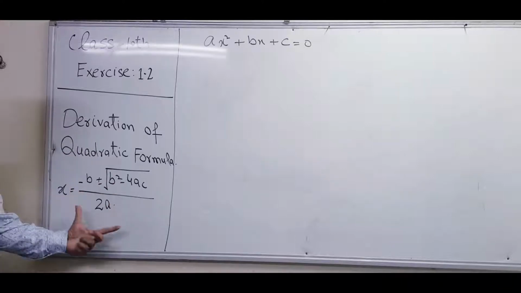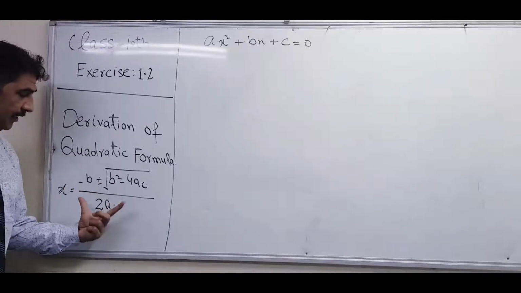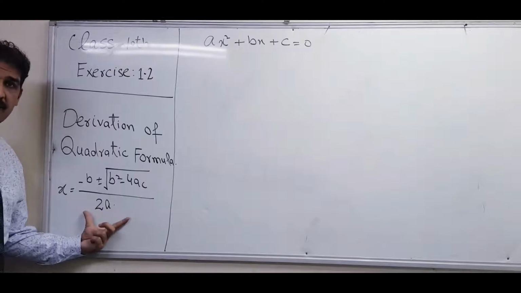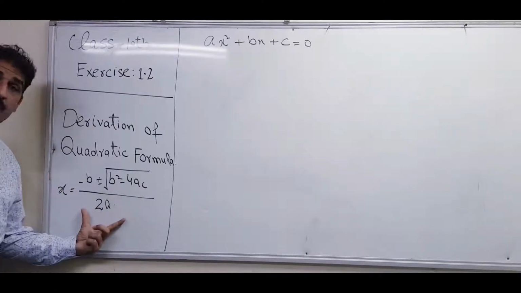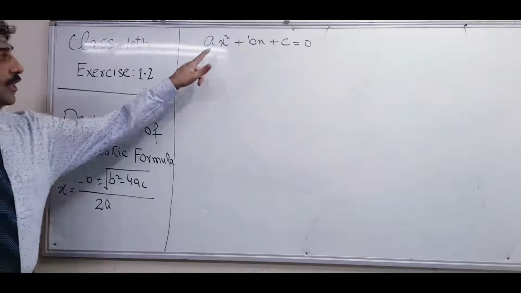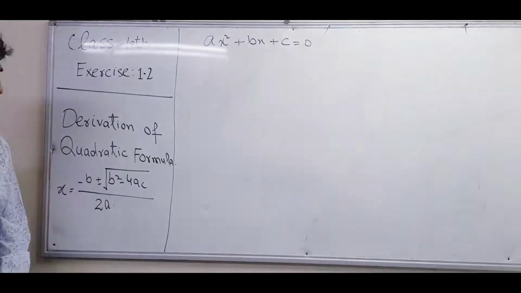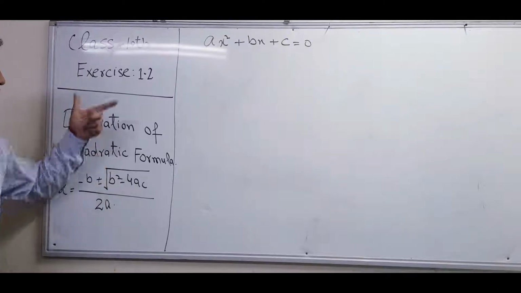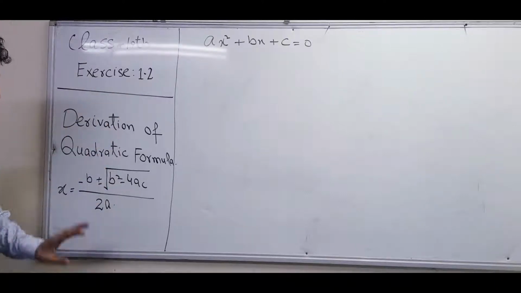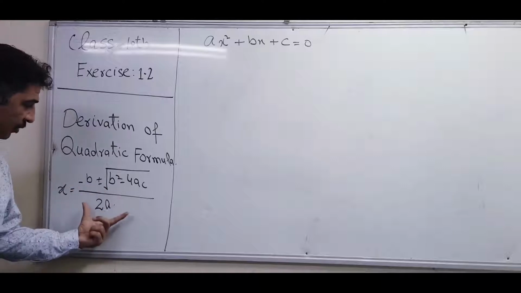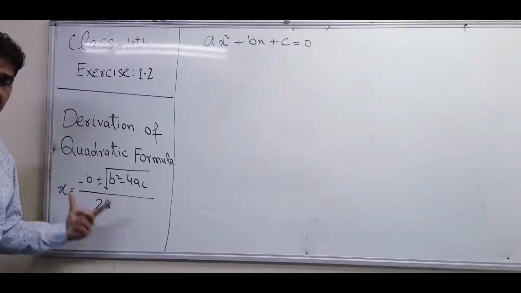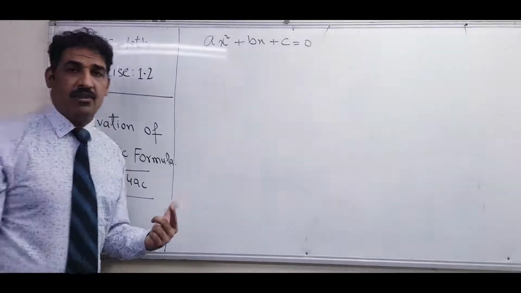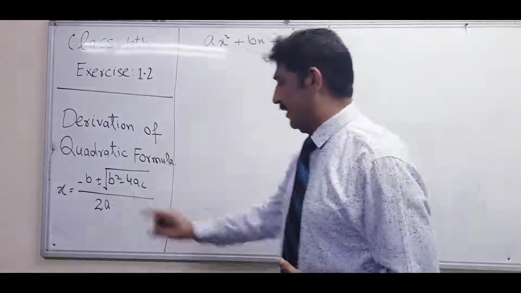Derivation of the quadratic formula. This formula is called the quadratic formula. Why are we saying it's the quadratic formula? Because we use this formula to solve the quadratic equation. So we will use this formula in exercise 1.2. Here first we prove how to get this result, but in exercise 1.2 we will use only its result.